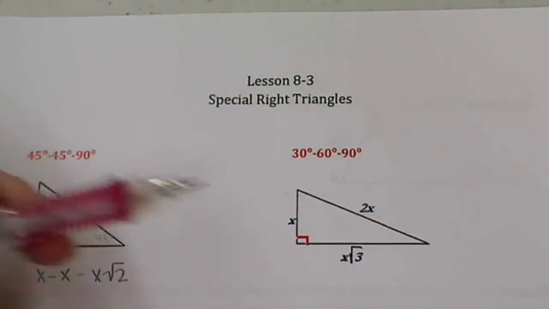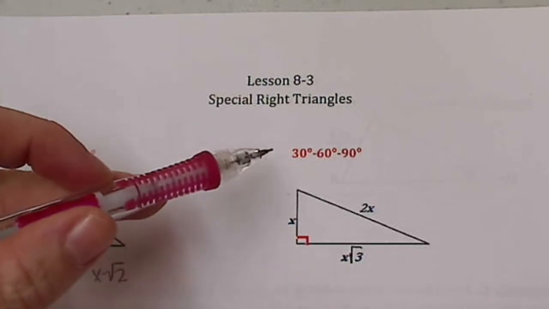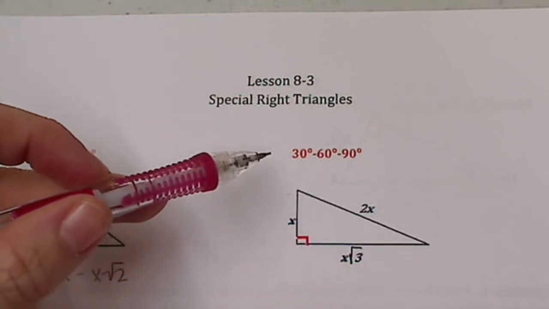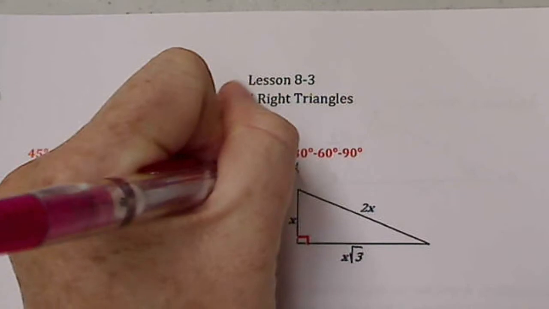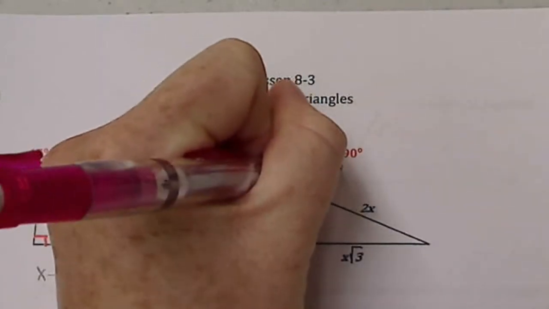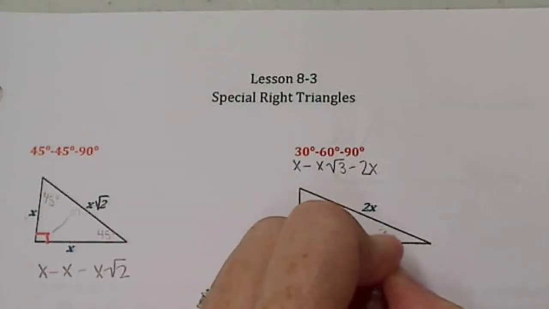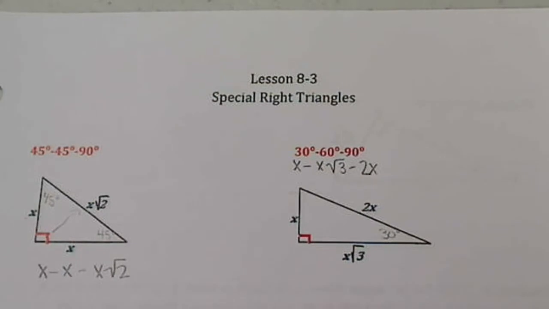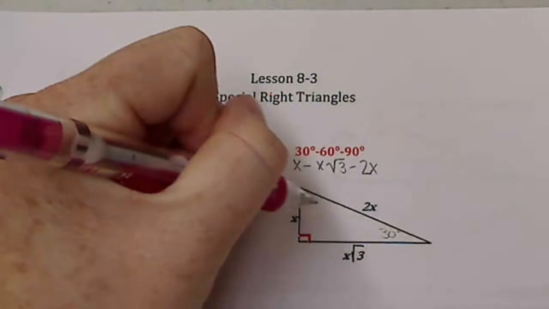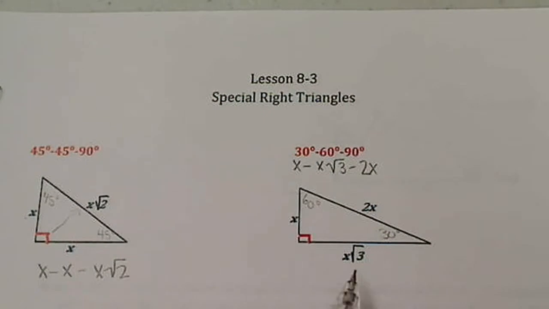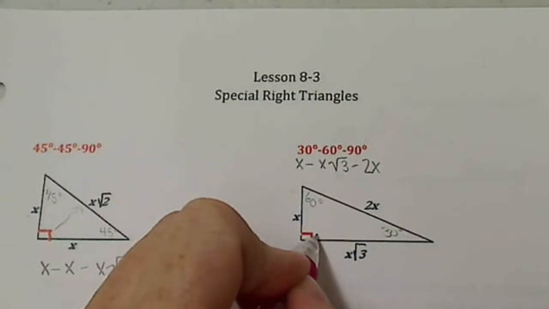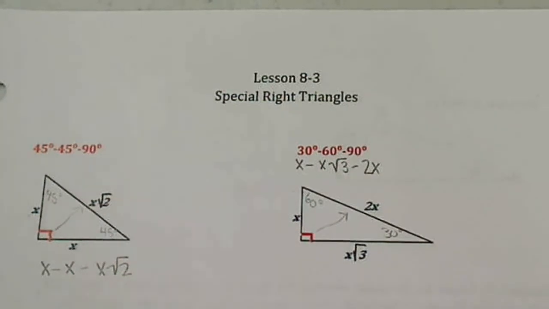Our other triangle is 30, 60, 90. It has a special ratio too, or formula, and that is x, x roots of 3, and 2x. That means that the side opposite the 30-degree angle is always x units long. The side opposite the 60-degree angle is always x roots of 3 units long. And the side opposite the right angle is always 2x. So what does that mean?